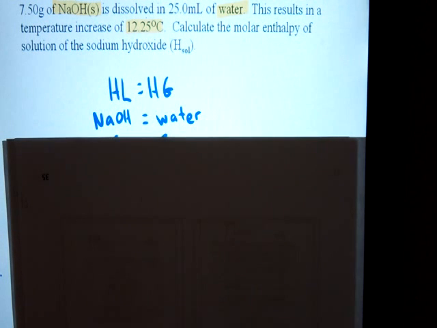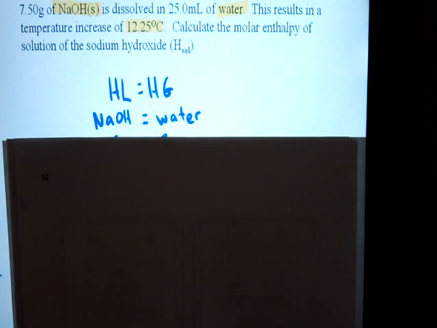The next step, and this is probably the most important one, because this really keeps your variables aligned with the right side of your equation. Identify what's gaining, what's losing the energy. The water is the easiest to identify because it's what's changing temperature. So I've increased by 12.25 degrees, so the water must be gaining energy, and the sodium hydroxide is losing because it caused that energy change.